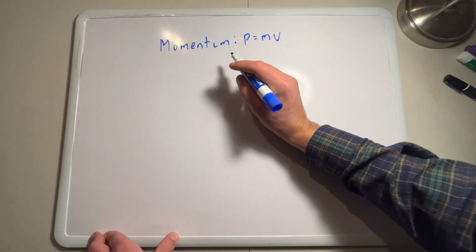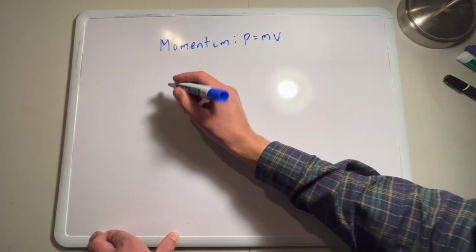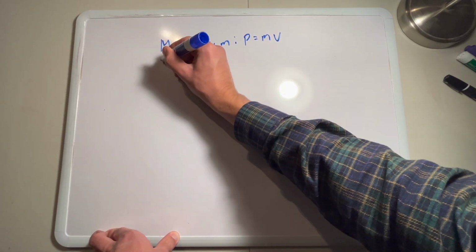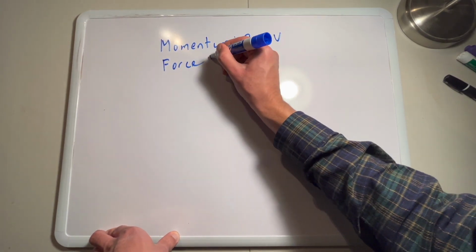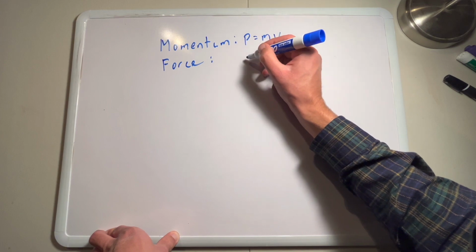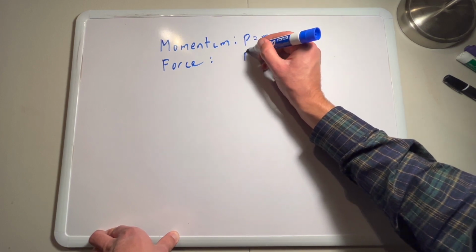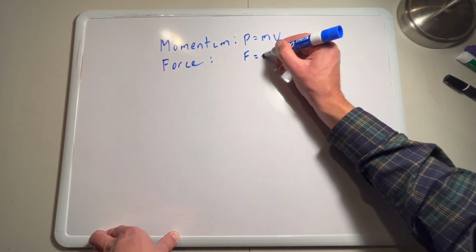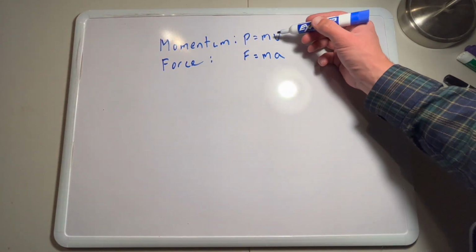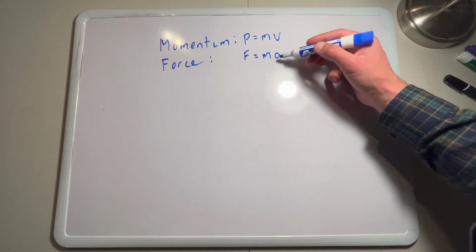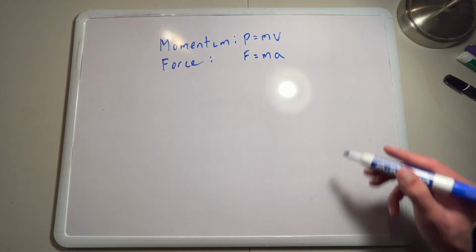And we can actually then look at something like force. It's another good one. So let's look at Newton's second law here. So for force, we have F equals ma. You'll notice those two are kind of similar, right? But here we had velocity, and here we have acceleration.